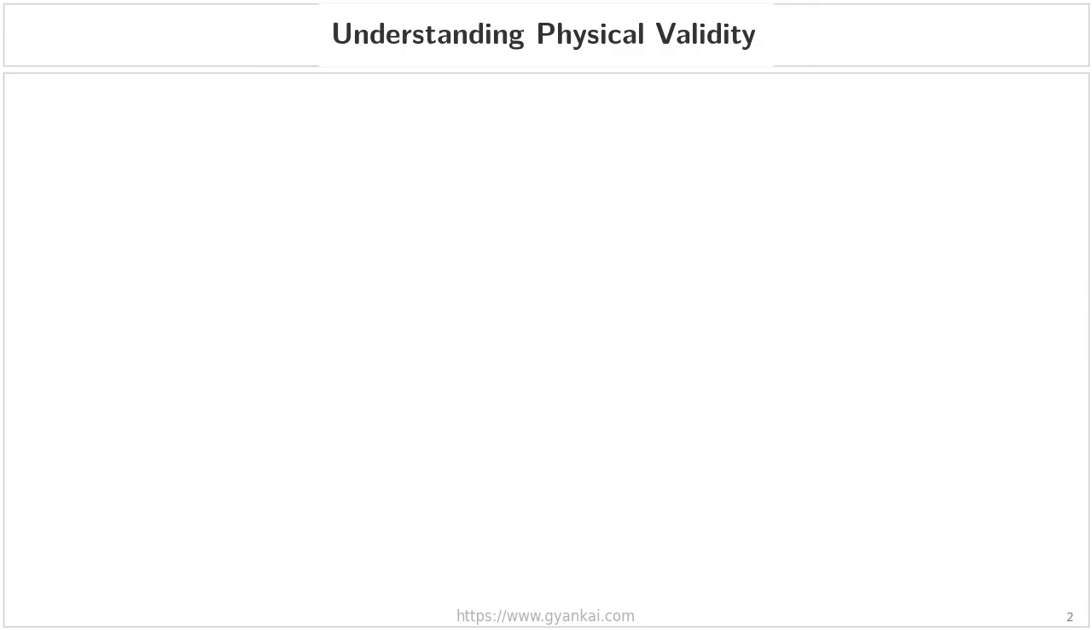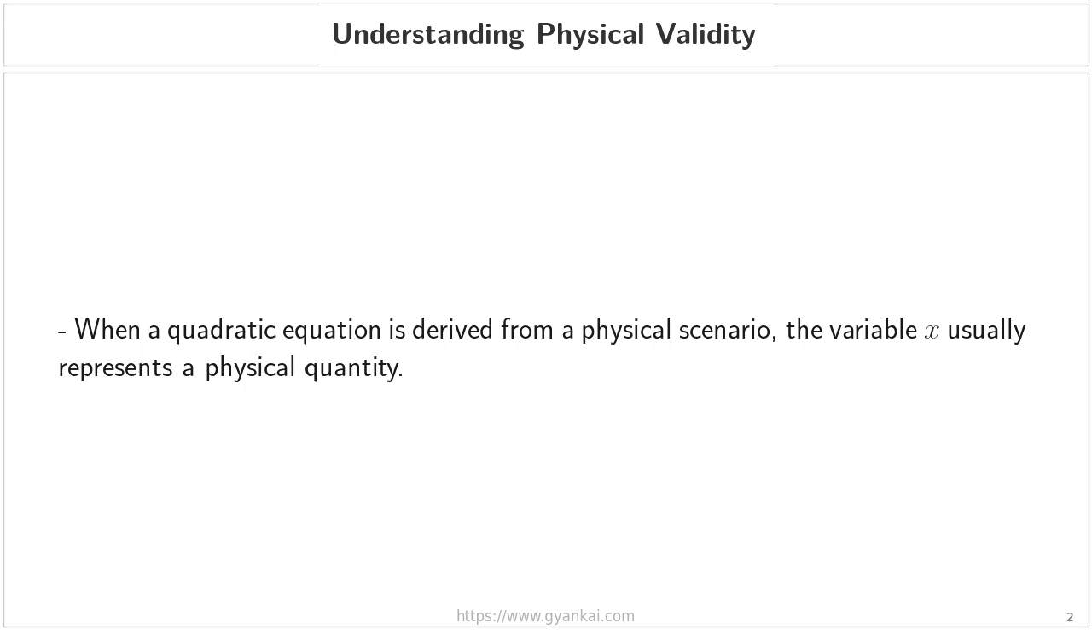Understanding physical validity. Now that we've established that there is a difference between pure algebra and applied mathematics, let's look at slide 2 to understand exactly how we determine physical validity. When we take a word problem and derive a quadratic equation from it, the variable x is no longer just an abstract symbol. It usually represents a specific physical quantity, like a distance or a duration. Because of this, we have to respect the real-world constraints that these quantities carry.